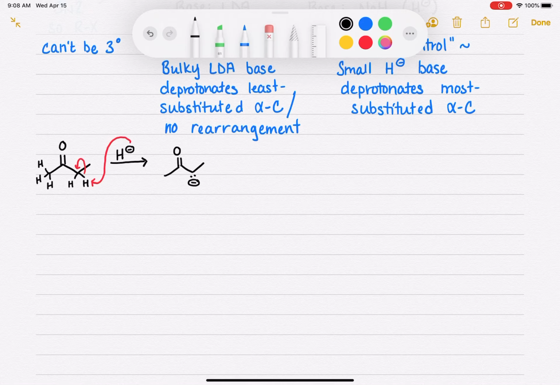And then once it gets deprotonated, we will bring in, I'm going to use bromoethane, some sort of alkyl halide, and we'll just do a simple SN2 reaction on that alkyl halide. No rearrangements are happening, and we have successfully alkylated our ketone.